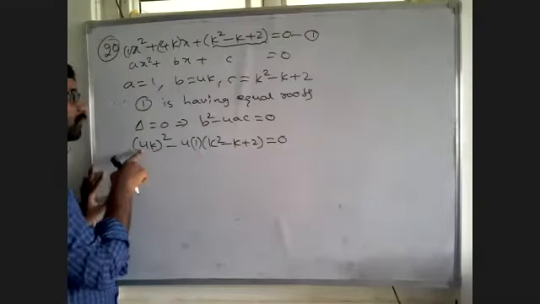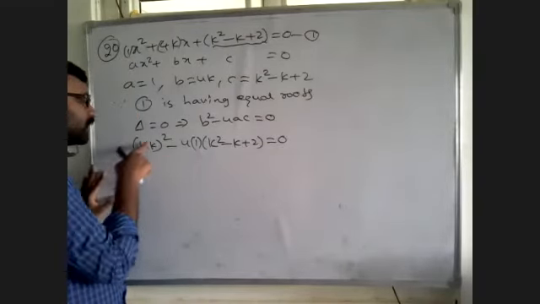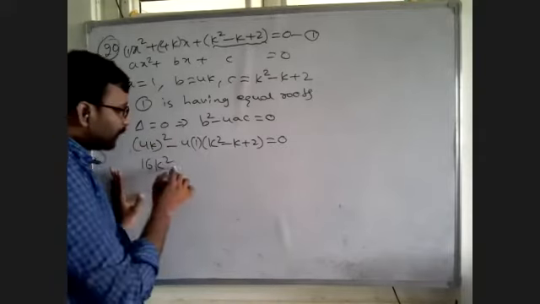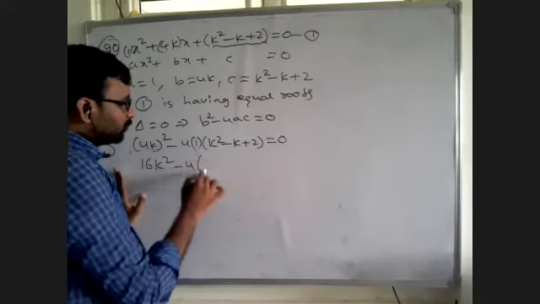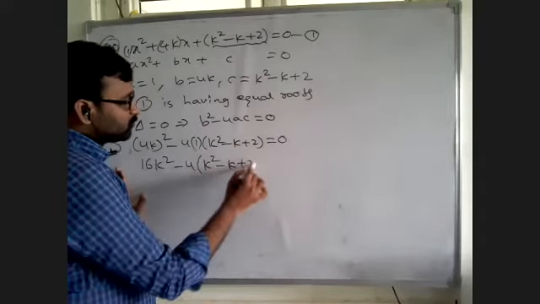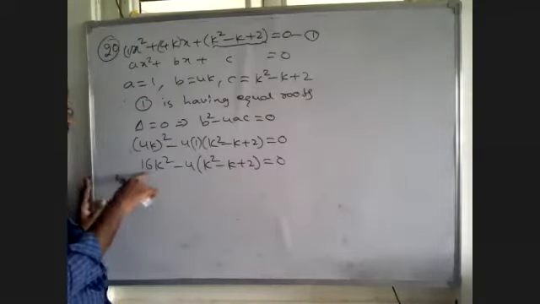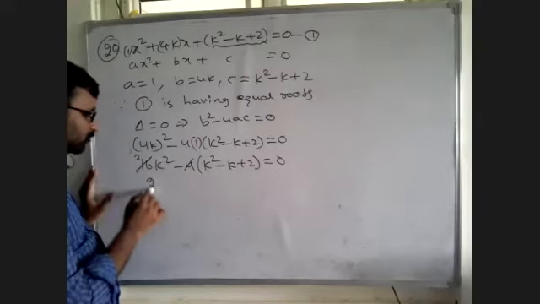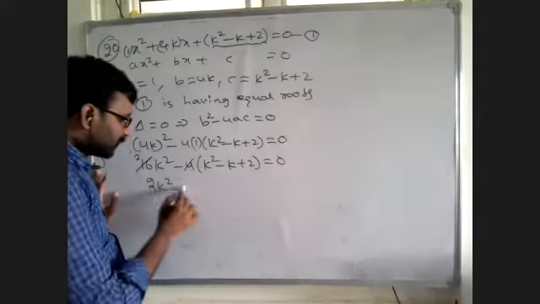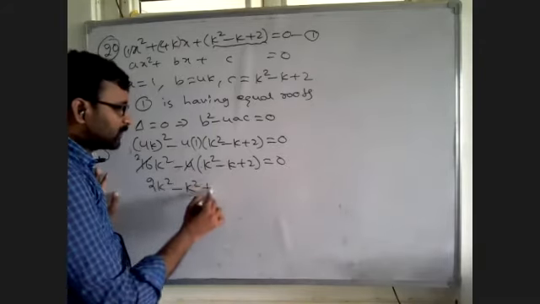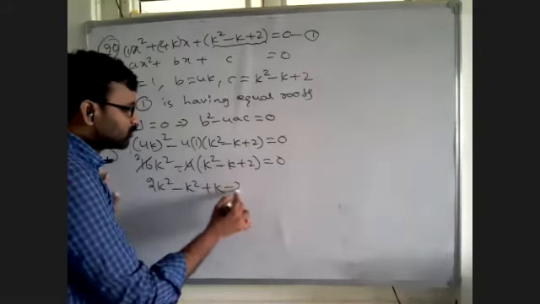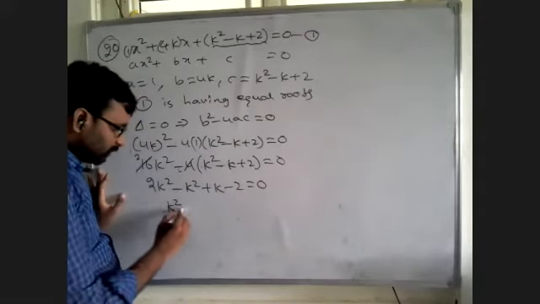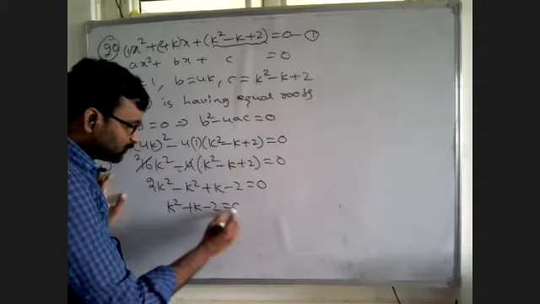Now here, 4k whole square, 4 square is 16k square, minus 4 into k square minus k plus 2 is equal to 0. Now see, here 16 and 4, we can take 4 common. So remaining here 4k square minus k square plus k minus 2 is equal to 0. Again 4k square minus 4k square... 2k square minus k square will be k square plus k minus 2 is equal to 0.